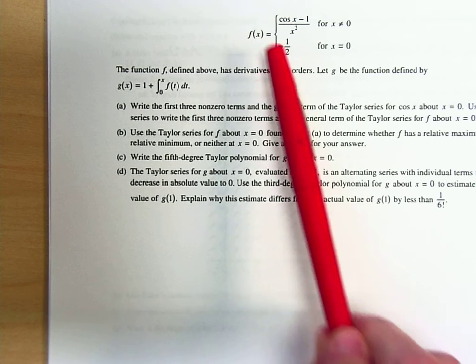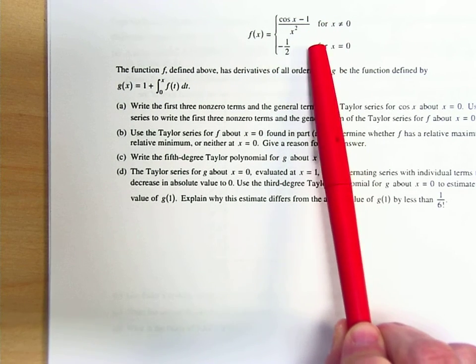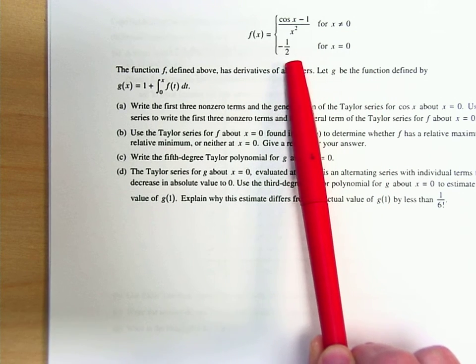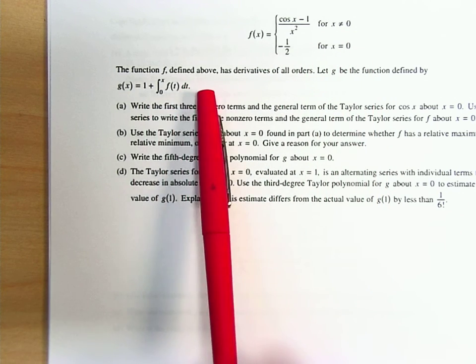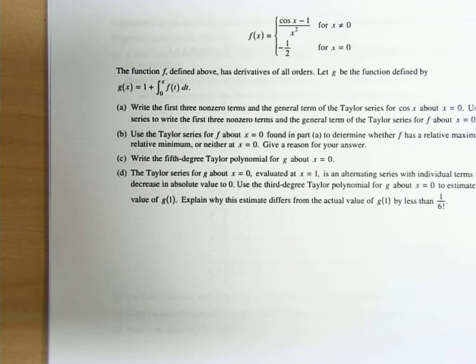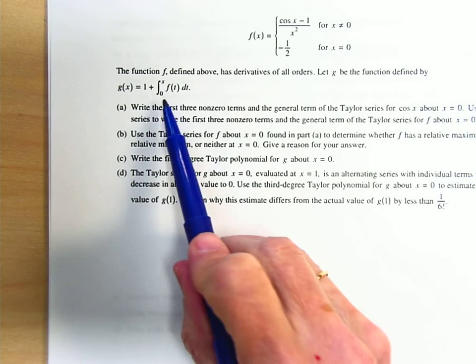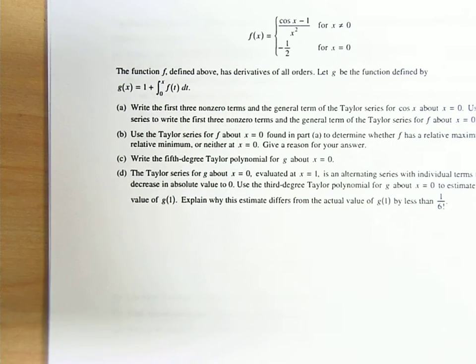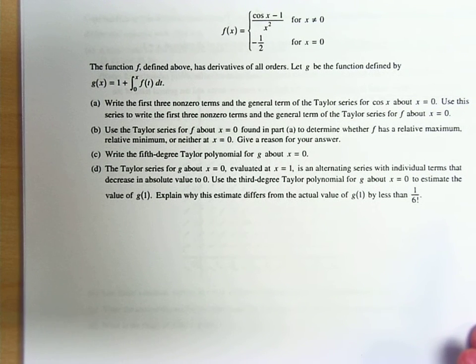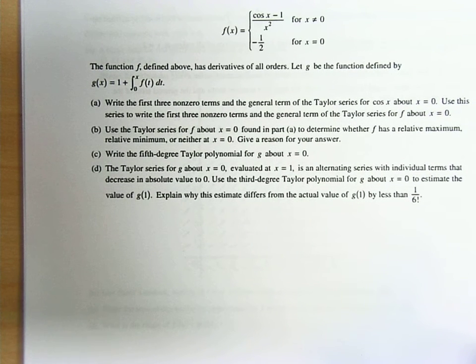So this time we have a function, the cosine of x minus 1 over x squared when x isn't 0, and the function is minus a half when it's 0. It says the function f defined above has derivatives of all order. Let g be the function defined by 1 plus the area under the curve for this function. We're asked to write the first three non-zero terms in the general term of the Taylor series for the cosine about x equals 0. Use the series to write the first three non-zero terms in the general term of f.